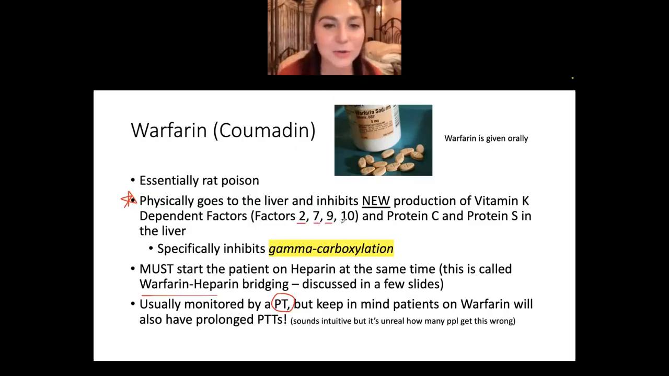But like I said, 2, 7, 9, and 10. PT measures the extrinsic pathway, right? So the extrinsic pathway is 3, 7, and then 10, 5, 2, and 1. That's the extrinsic pathway. But look what warfarin's blocking. It's blocking 7, which is in the extrinsic, but it's also blocking 9, which is in the intrinsic, and it's blocking 2 and 10, which are in the common. So technically, the PTT is also going to be prolonged.